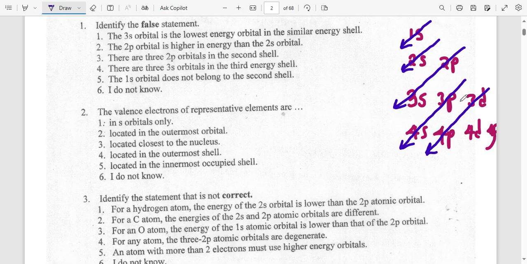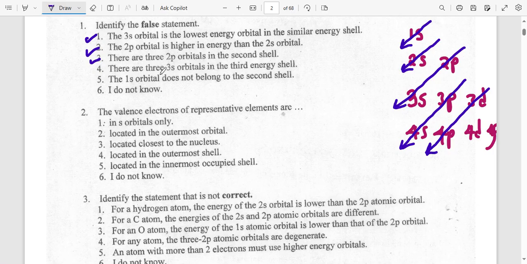So you fill 3s before 3p and before 3d. So it has the lower energy. So this option is correct. It's not false. 2p orbital is higher in energy than 2s. This is also true. 2p is higher in energy because we fill 2p after we fill 2s. And then there are three 2p orbitals in the second shell. This is true. For the 2p, I've got 2px, 2py, and 2pz.